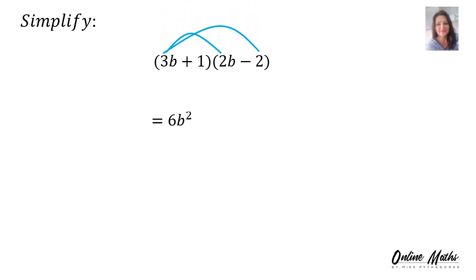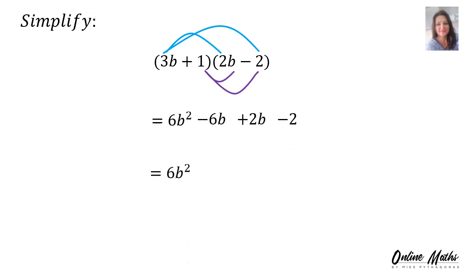Let's do another example. The question: simplify, and then I give you two binomials. (3b + 1) times (2b - 2). Again, we will start by saying 3b times 2b is 6b squared. And then we'll say 3b times negative 2 is negative 6b. Now we'll say plus 1 times 2b is plus 2b, and plus 1 times negative 2 is negative 2.